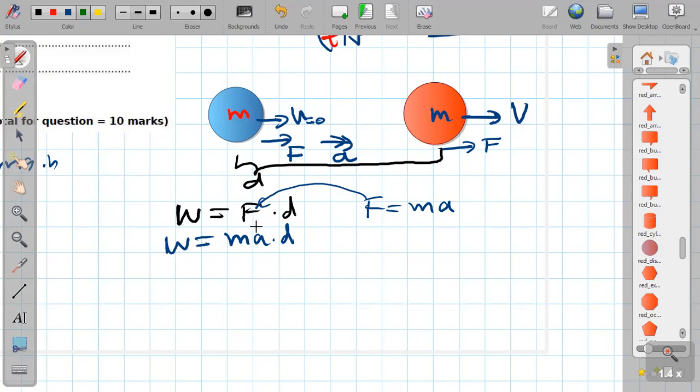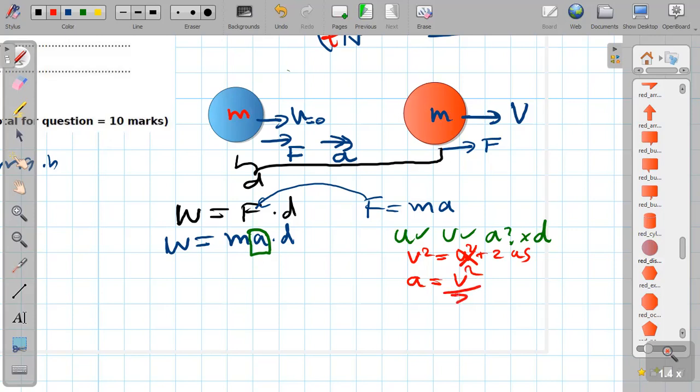How to find out this acceleration? You have u and v, acceleration is the one I would find, and the distance d is also there. What is the equation that you can use now? v squared equals u squared plus 2as, and u is 0 now. What is the acceleration? v squared over 2d, because s is d.